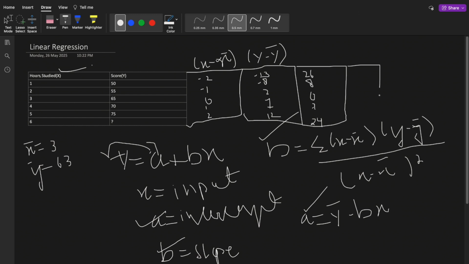And now take this value and we will take the square. So the square of 2 is 4. Let me just put x minus x mean into y minus y mean, and here it is x minus x mean square. So it will be 4, 1, 0, and then 1.